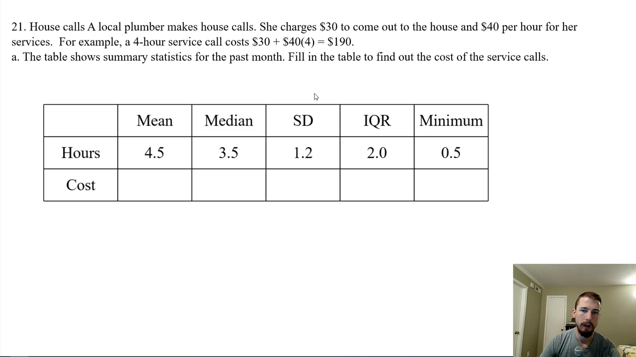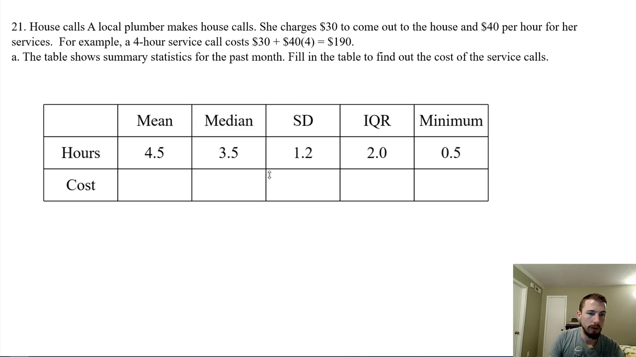Okay. So what's going on here is this is the number of hours, which is going to be our variable that we plug in. Then it's going to be multiplied or scaled by 40. So for every hour, it's $40. Okay, and then it's shifted by the $30 base charge, which she charges everybody.